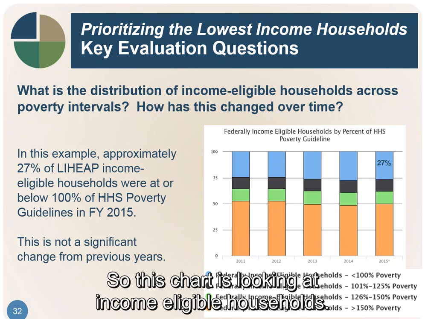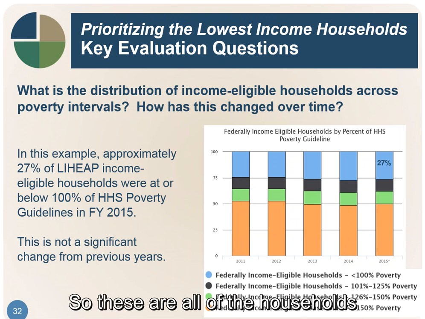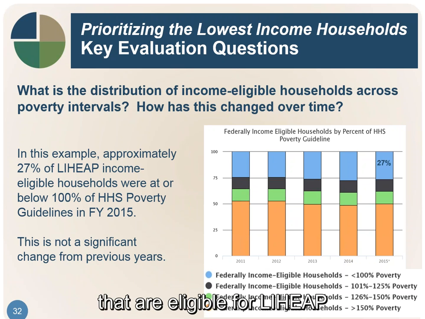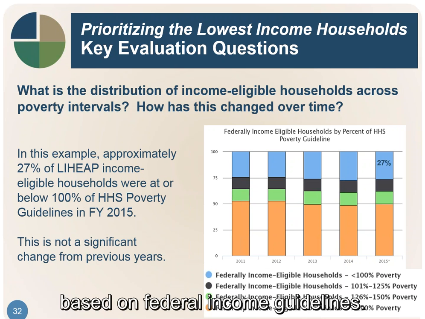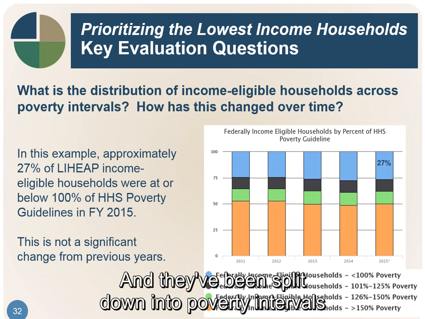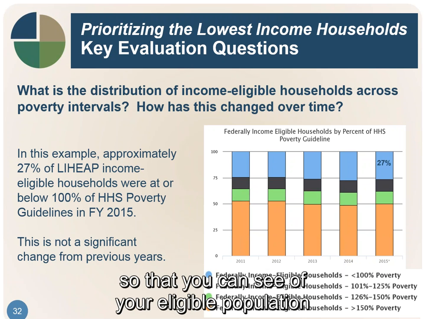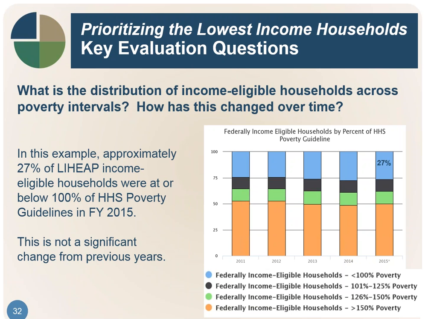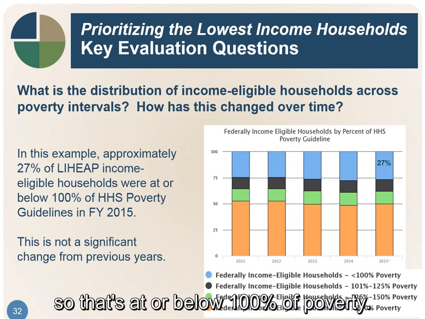So this chart is looking at income eligible households. So these are all of the households in your region or state that are eligible for LIHEAP based on federal income guidelines. And they've been split down into poverty intervals so that you can see of your eligible population what portion is in that lowest income category. So that's at or below 100% of poverty.